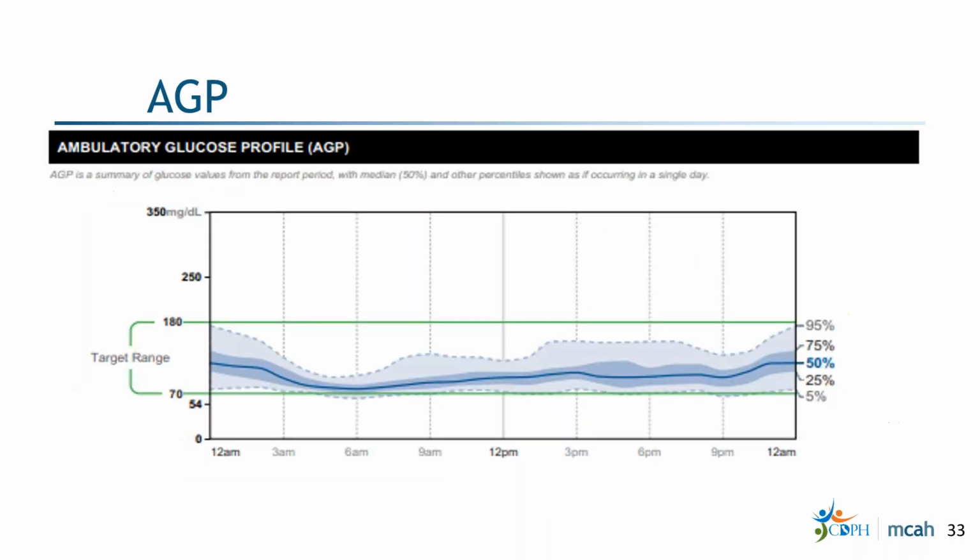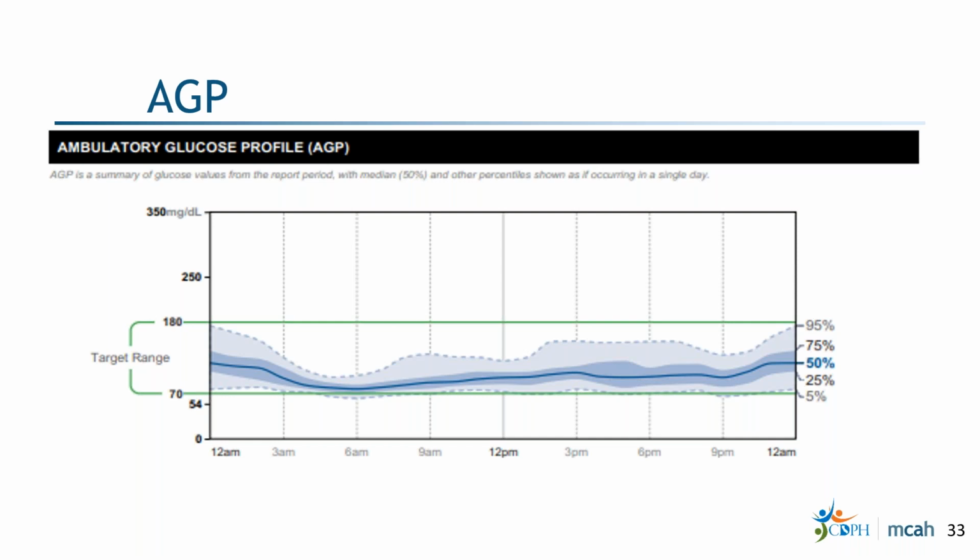Here is her ambulatory glucose profile. And again, this is showing the 70 to 180 based on this report. But we can definitely note some of the trends, that her glucose comes down overnight around 6 a.m. And overall, it's pretty flat.